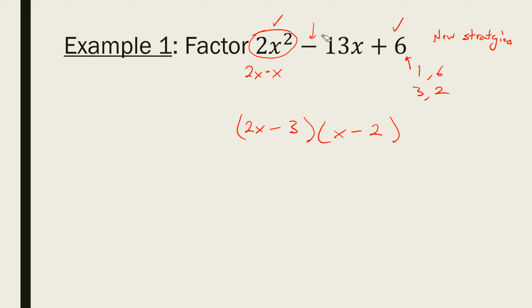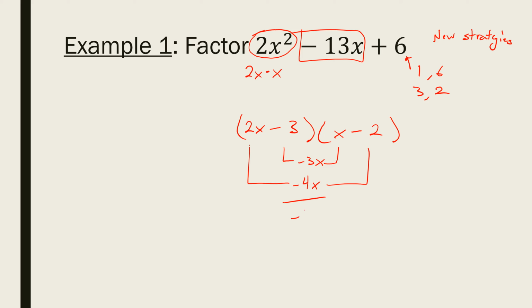What I need to check is, do the middle two terms combine to this middle term? So let's look at the inside terms. I have negative 3 times x. That's easy. But now, 2x times negative 2, that's negative 4x. Do these add up to negative 13? And the answer is no, they combine to negative 7x. So if I were to write this as my answer, this FOILs out to 2x squared minus 7x plus 6. That is not the correct middle term. So I need to try something else.